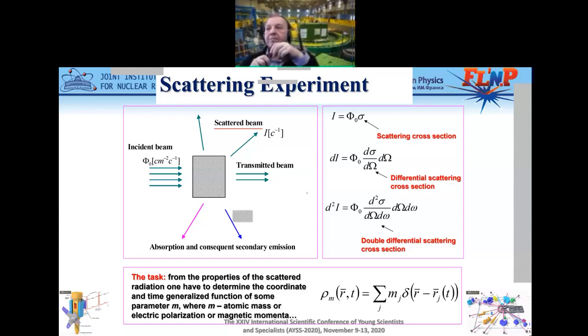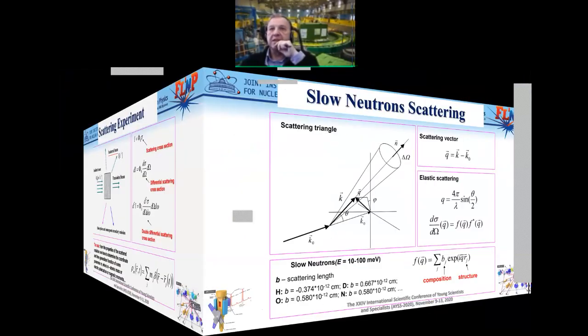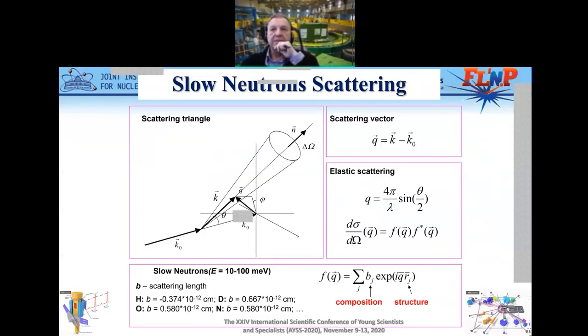And this is one of the main differences between neutrons and X-rays, for example, which are also used to study the atomic structure of materials. Neutrons, opposite to X-rays, give us the possibility to measure the magnetic structure of the material.